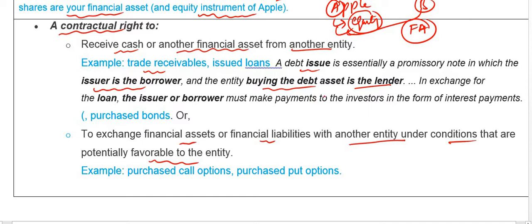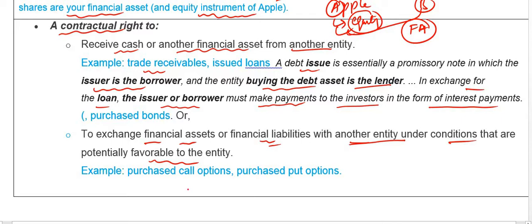So in exchange for the loan, the issuer, or the borrower, must make payment to the investor, the lender, in the form of interest payments. Okay, so this is a contractual right. So if there is an issue loan, a trade receivable, or a purchased bond, these will be financial assets. Clear?